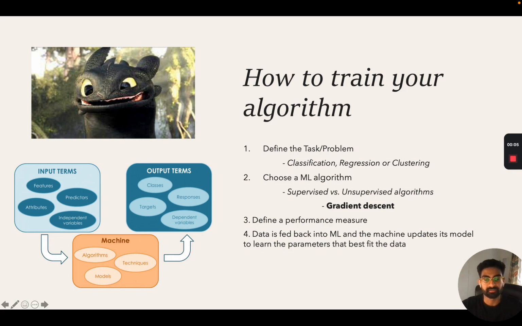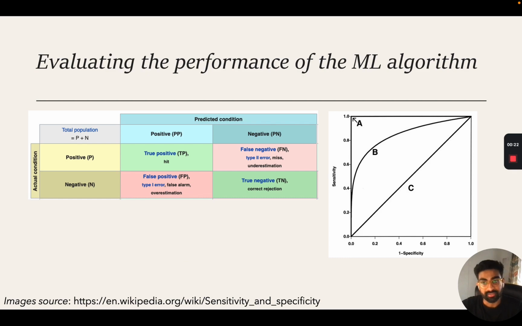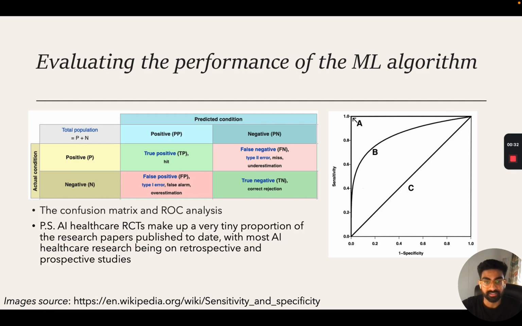Okay, so once we've chosen a machine learning algorithm, we have to have a set of defined performance metrics to measure the algorithm against. The results are also fed back into the machine learning algorithm to update its model and to learn the parameters that best fit the data. They're also then evaluated with normal medical metrics such as type 1 error and type 2 error. We'll find the sensitivity, specificity and the ROC curves.